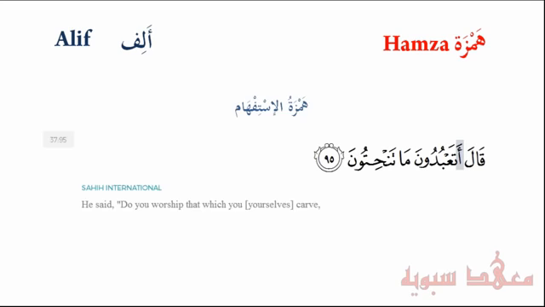So what you should know is that it never occurs in the beginning of a word, and it's never alone. So you won't find the Alif on its own like this. It has no meaning. On the other hand, Hamza has a meaning on its own. We have a particle known as Hamzatul Istifham, which is a particle of interrogation.